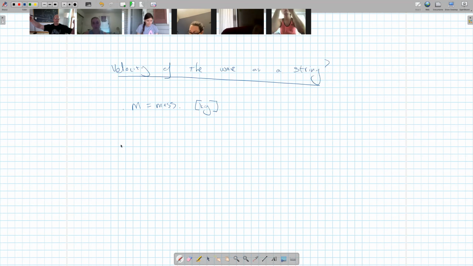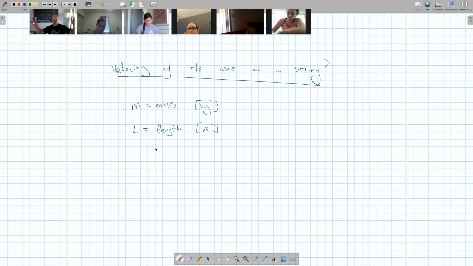It also has a length to it, right? So my string has a length. So this string can have a length. Let's say L equals our length. And what units does length have? Meters. Meters, good.